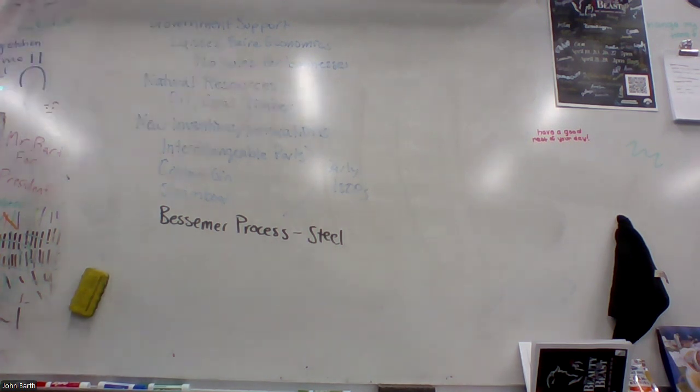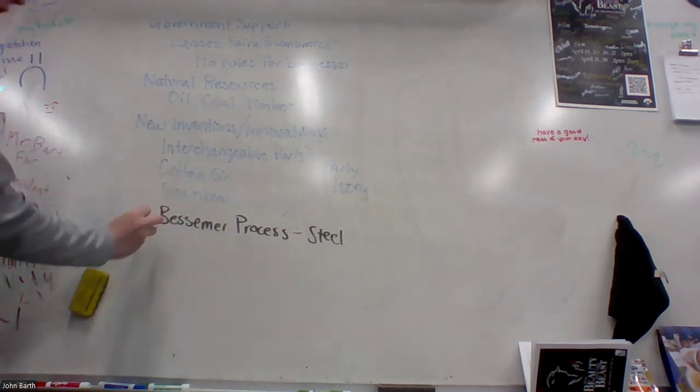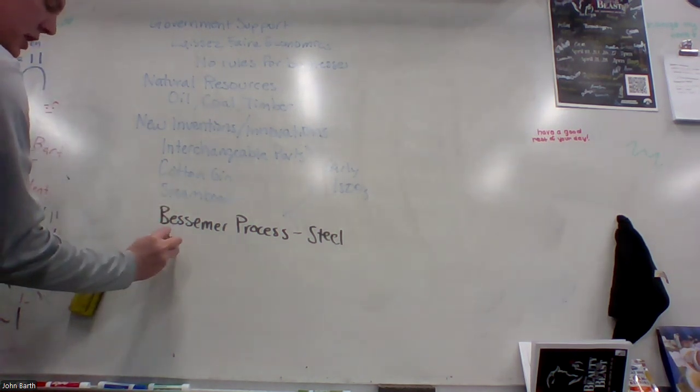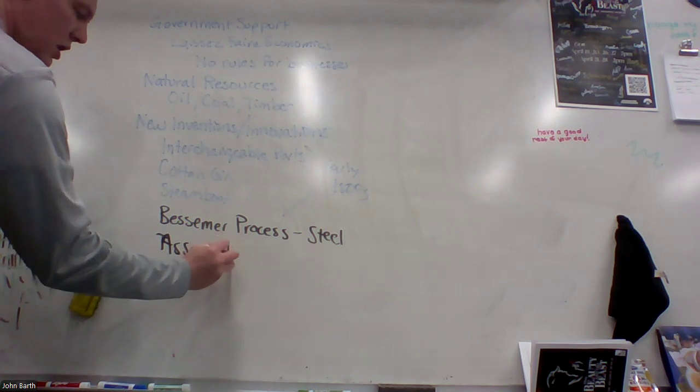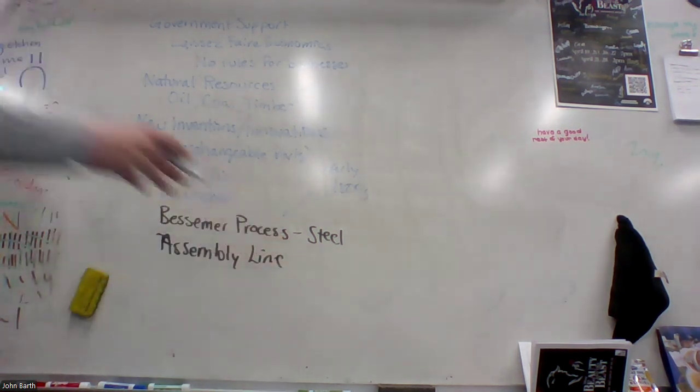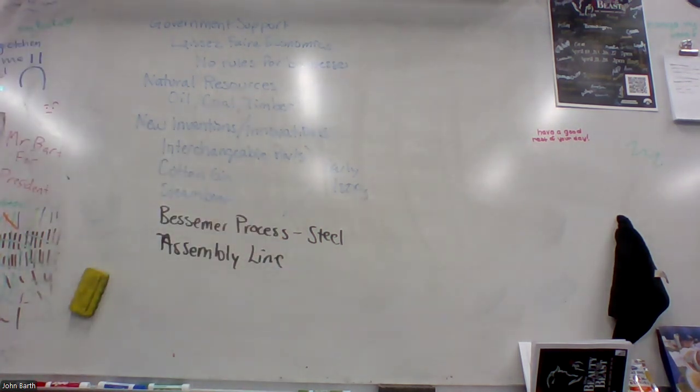So a new, cheaper way to make steel, which we're going to see is going to be a powerhouse in the industrial revolution, right? What other innovations or inventions help businesses? Oh, that's a good one. Assembly line, right? Creating a more efficient way to produce products.